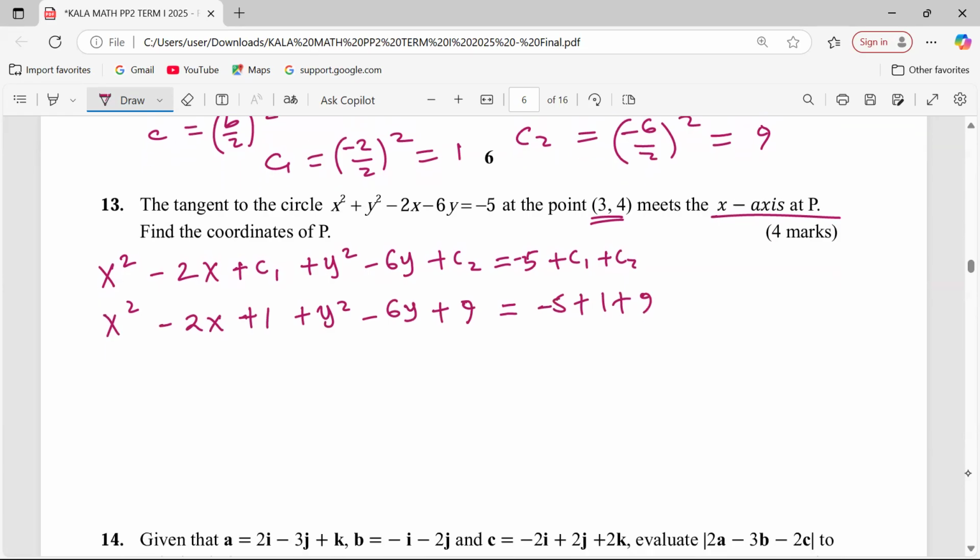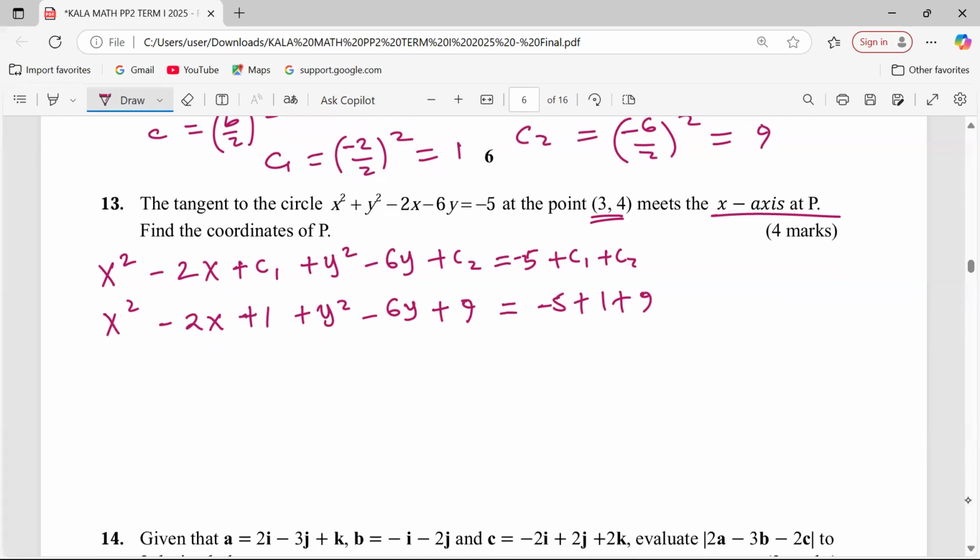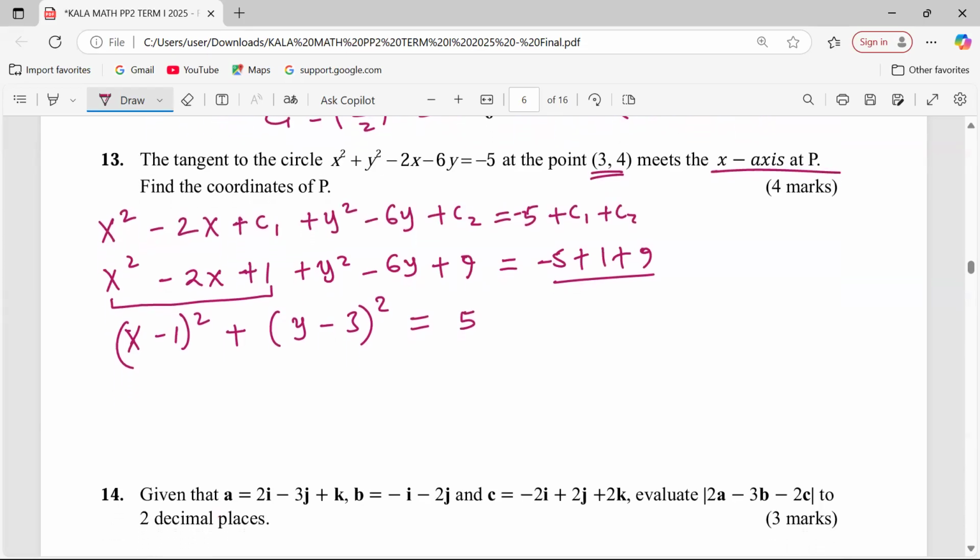Now with this, we can find the center, and that center will be found after factorizing. We get x minus 1 squared plus y minus 3 squared equals 10 minus 5, which is 5. With this now, we can say that the center is going to be (1, 3). So coordinate (1, 3) is the center.